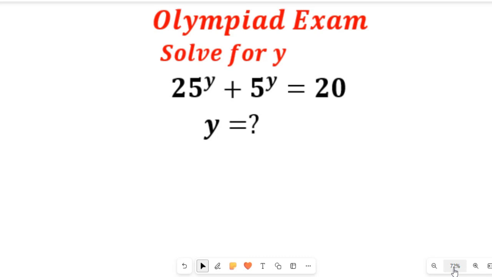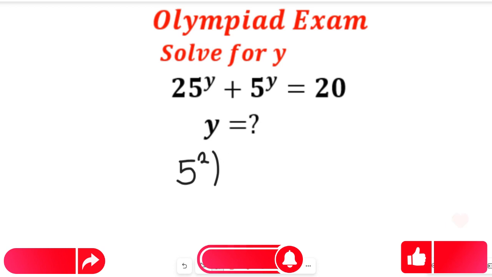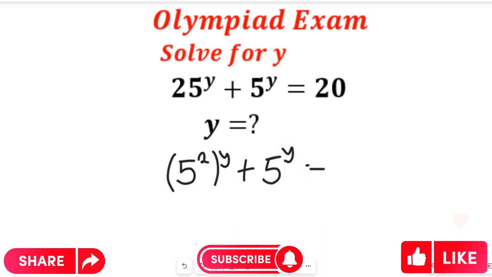To solve for y in this expression, all we need to do is to simplify 25 to its common factors. 25 is 5 to the power of 2. So this is going to give us 5 to the power of 2, all to the power of y, plus 5 to the power of y, equal to 20.